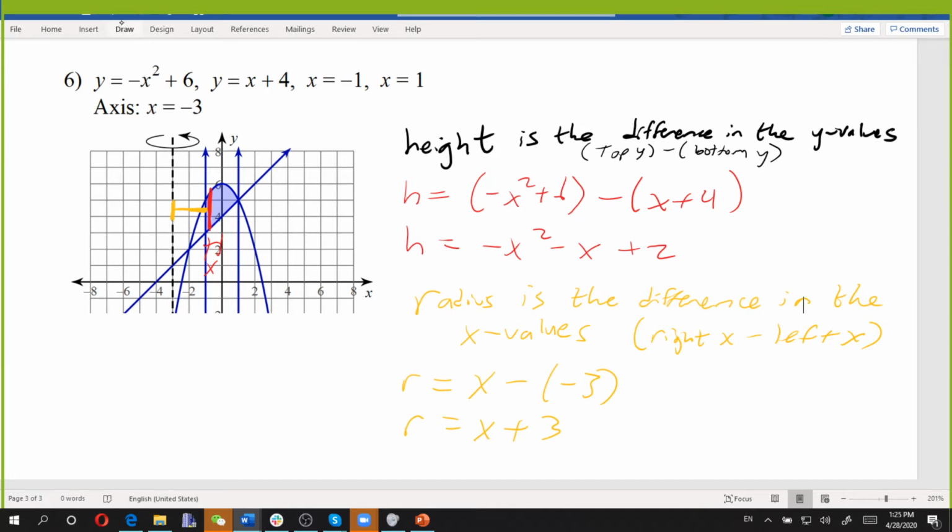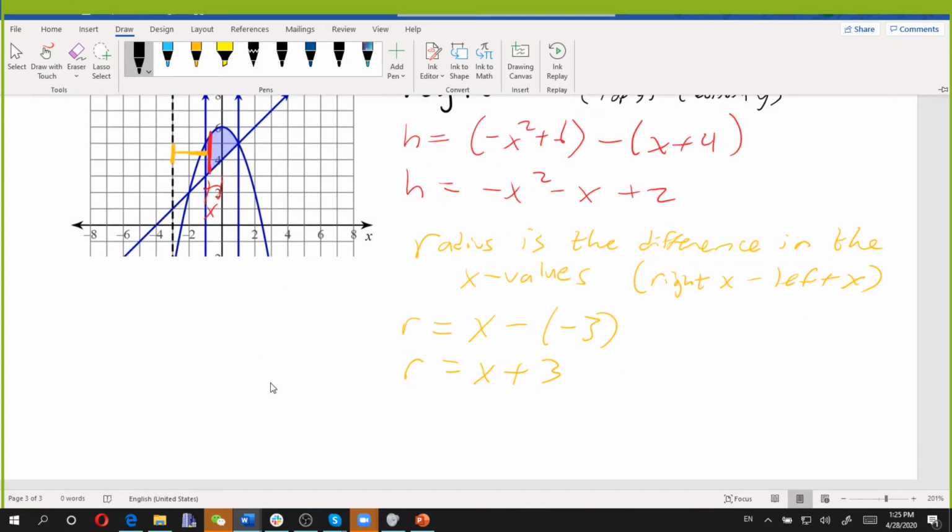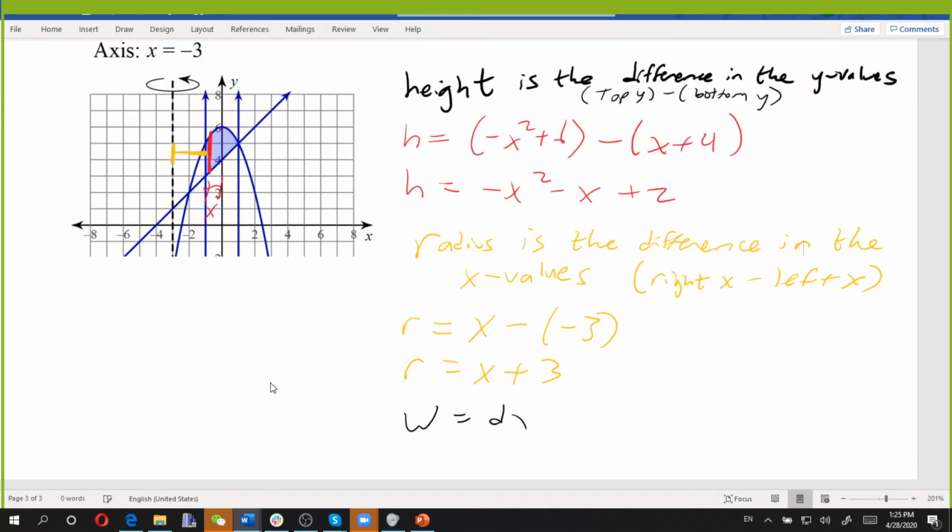Okay, last part is my width, which is always going to be dx as long as you're using shell method to revolve around a vertical line. So that will look like this.